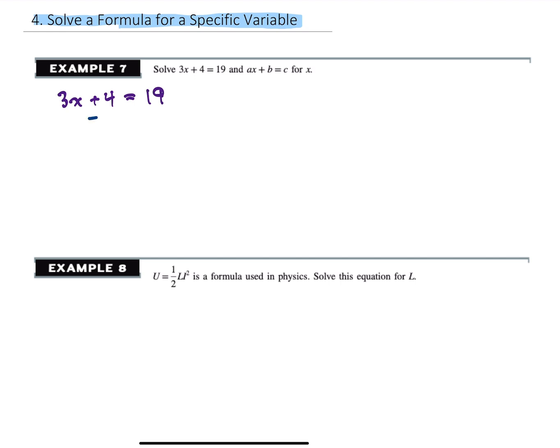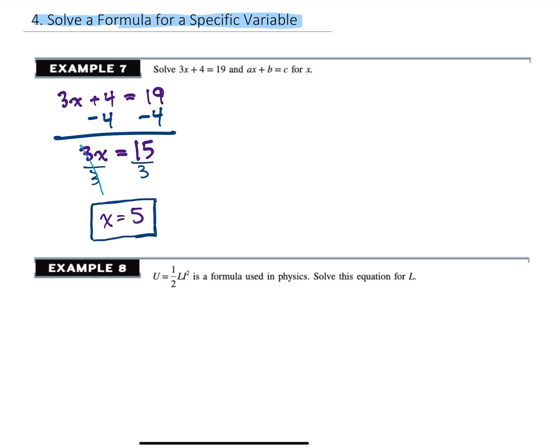We have this plus 4, subtract it from both sides. So we'll be left with 3x. 19 minus 4 is 15. Then let's divide by 3. So it'll cancel on the left, and x is equal to 15 divided by 3 is 5. So they brought this back just as an example of how we've been solving equations that have numbers, and we're solving for one particular variable. In this case, it's the only variable there.